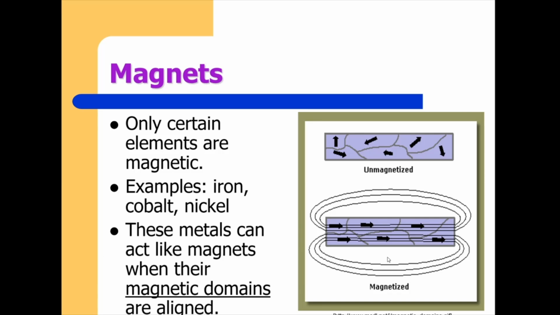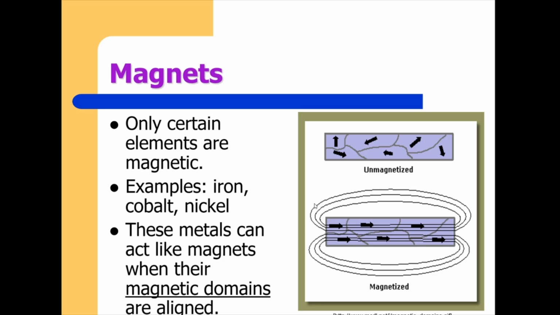You can see here in the bottom one, if they're all aligned, they are going to create a greater magnetic field. So if all of the domains, if all of the electrons, are spinning in the same direction and facing the same direction, then the substance will become magnetized and generate a magnetic field.